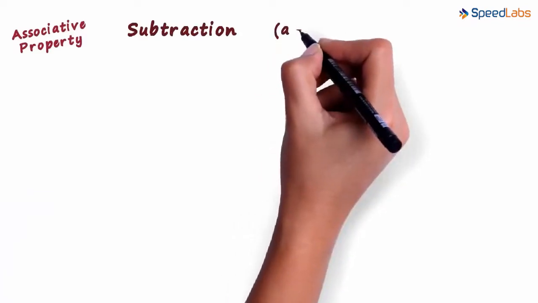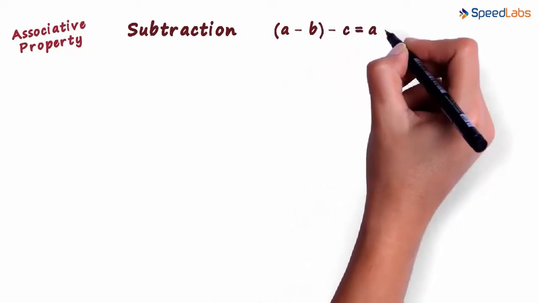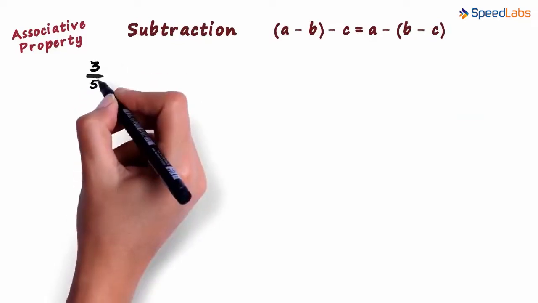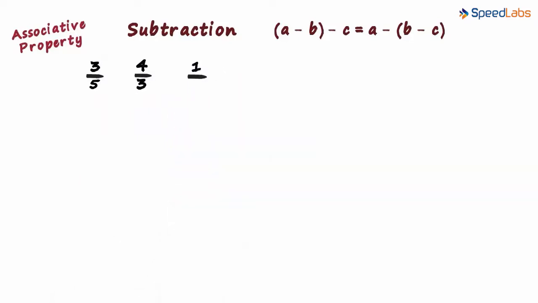Let's move on to the next operation. To see if the property holds for subtraction, we need to check if (a minus b) minus c equals a minus (b minus c). We choose three random numbers again. Say 3 by 5, 4 by 3 and 1 by 4.